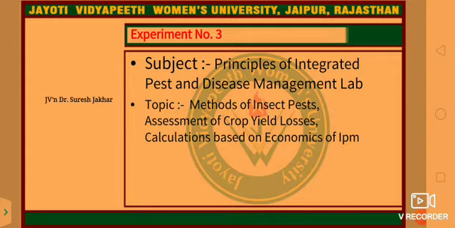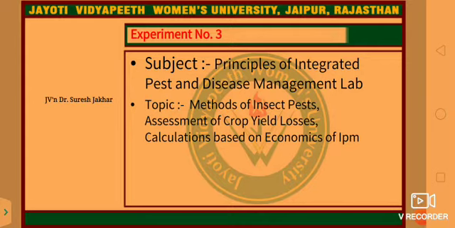Another method is use of the Berlese funnel for soil and storage mites. After assessing the insect population, the decision regarding the type of control measures to be followed is made based on the economic threshold level, ETL, and economic injury level, EIL, of the pest. The beginning point of EIL is known as the gain threshold.